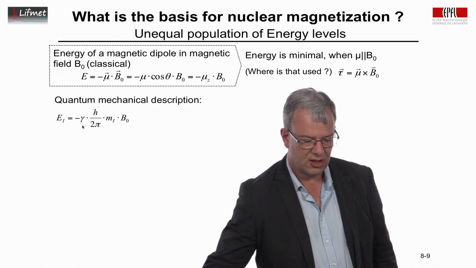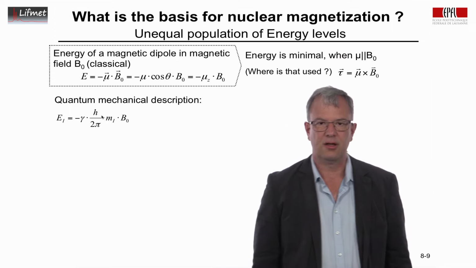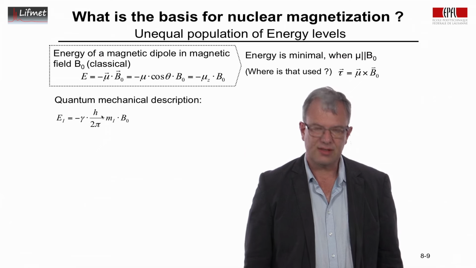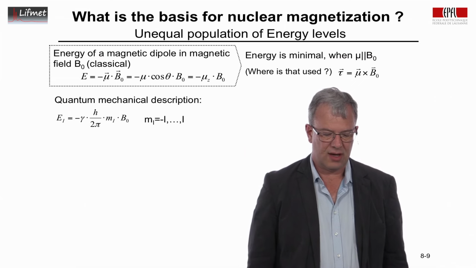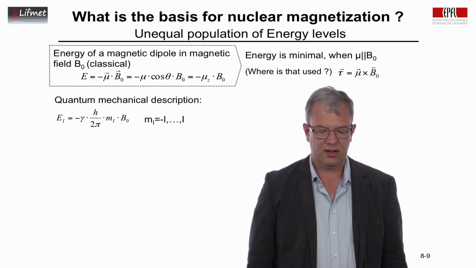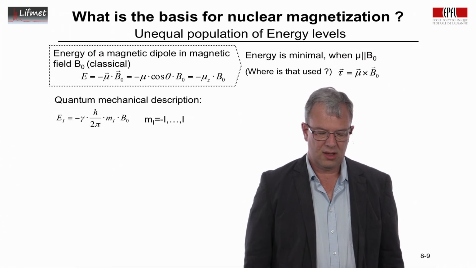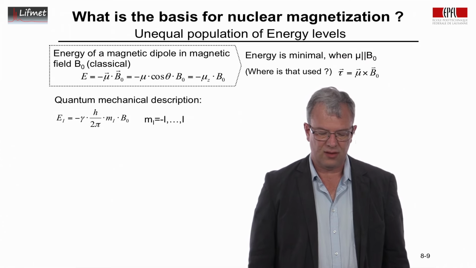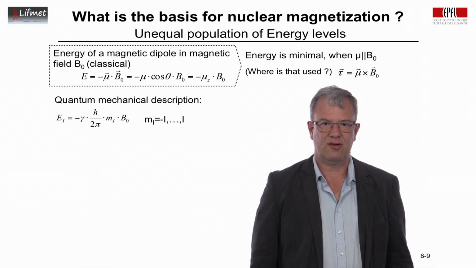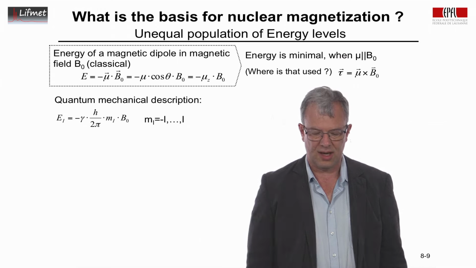This is the gyromagnetic ratio, and these are the terms that we have introduced for the angular momentum in the previous slide. So we have energies that depend on the level of the z component of the magnetic moment, that is the angular momentum. Again, m_I can go from minus I to plus I. For a spin 1/2, it's minus 1/2 to plus 1/2.